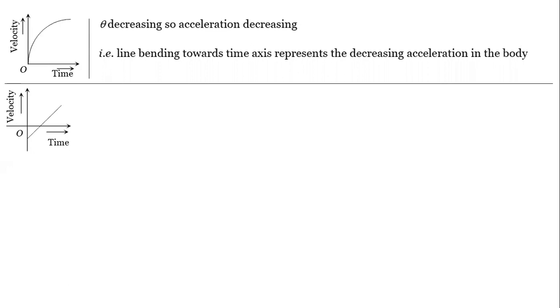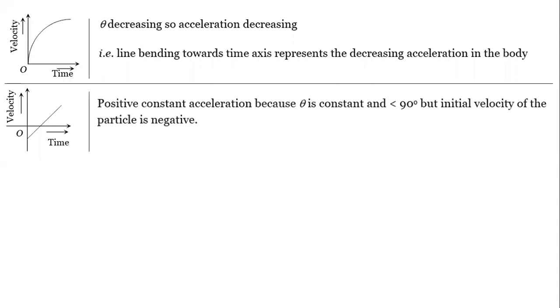The only change is that the velocity is increasing from a negative value, meaning the initial value of velocity is negative, and then the velocity is increasing. So you can say the velocity is minus 3 meter per second, and then you are having a uniformly accelerated motion. So this way you can interpret.